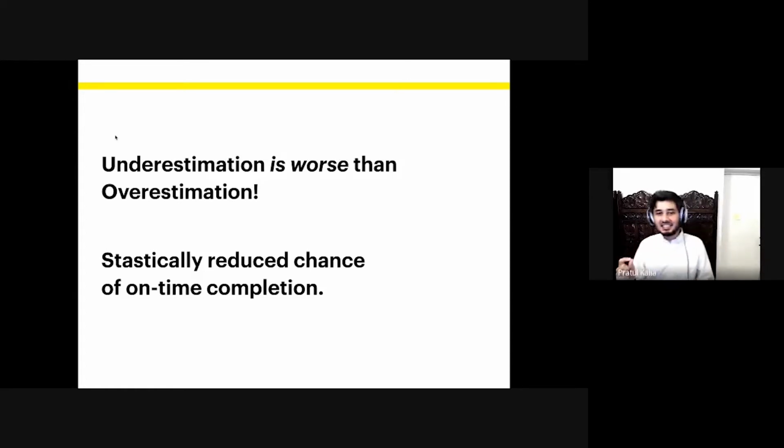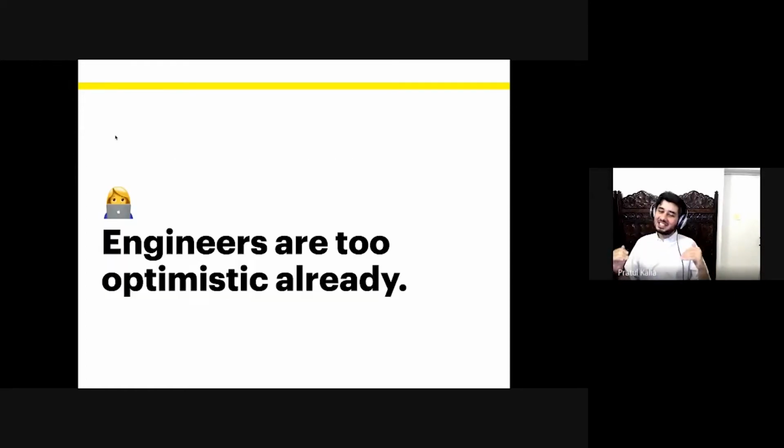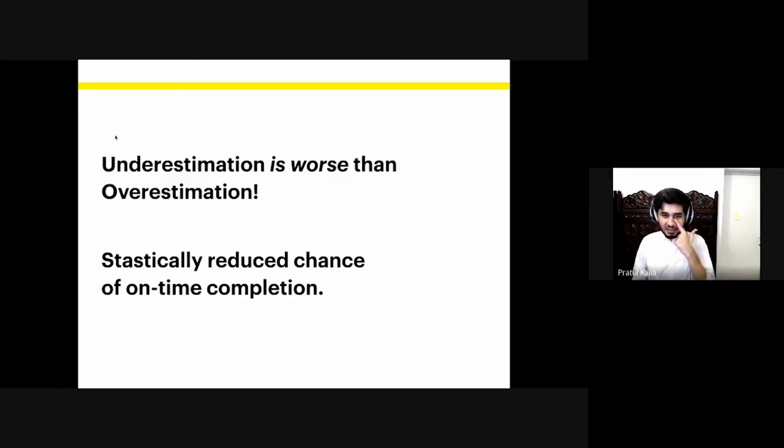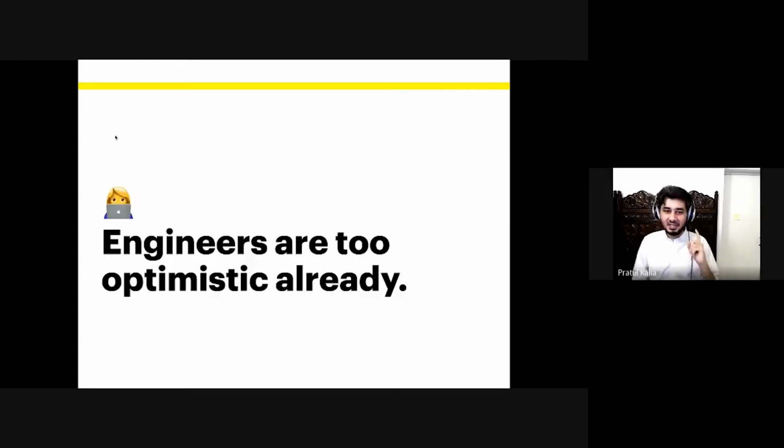And the reason that is the case is because engineers are too optimistic already, right? As engineers, when we are asked to give an estimate for something, we are already crunching the numbers in our mind. In that 3 seconds that we take to actually come back with an estimate, we've already worked through all the scenarios in our head. We think that we've already figured everything out, and then we try to shorten it to make ourselves look like, look at me, I'm such a great engineer, and then present a number which is already way too optimistic. Right? I'll show you a scary looking chart afterwards. But remember this bit: statistically reduced chance of on-time completion if you underestimate versus overestimate, right?